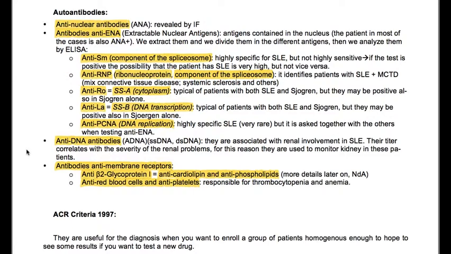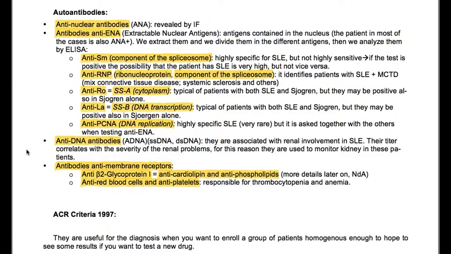anti-spliceosome, anti-Sm, which is a component of the spliceosome, highly specific for SLE but not highly sensitive. If the test is positive, the possibility that the patient has SLE is very high, but not vice versa. Then we have anti-RNP, which is a ribonucleoprotein component of the spliceosome. It identifies patients with SLE plus MCTD, mixed connective tissue disease, systemic sclerosis, and others.